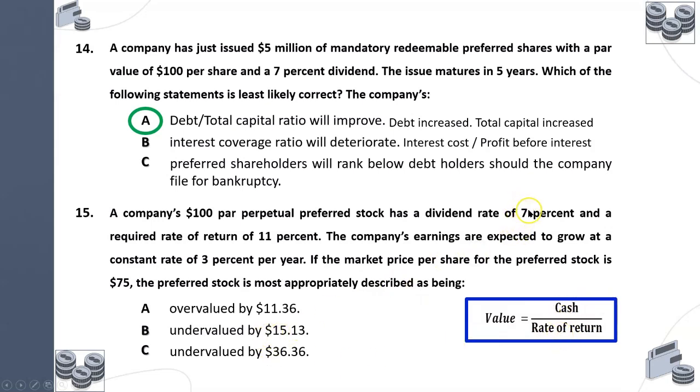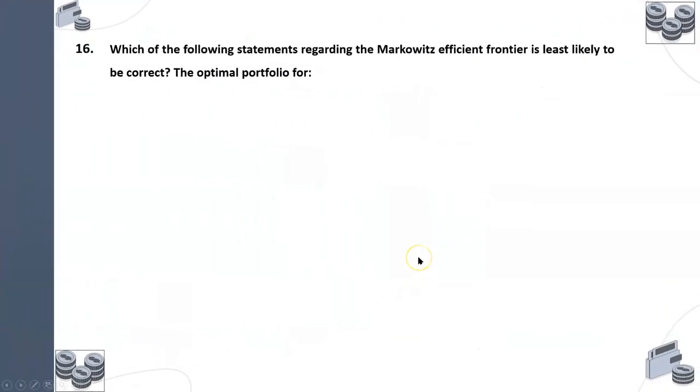The cash I receive is $7 and the rate of return I require is 11%. So by dividing the cash of 7 by the 11% rate of return, I will get the fair value of the preferred stock. $7 divided by 11% will give this fair value. But the question says that it is selling for 75. It seems that it is overvalued. This is the fair value and this is the current market price. The difference between the two will give the overvaluation, 11.36, and this is the right answer. So as I mentioned, it is the least answer in the previous questions.